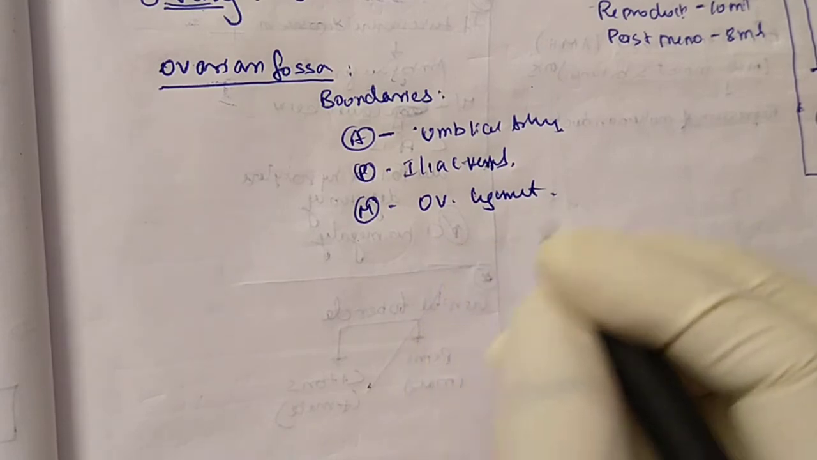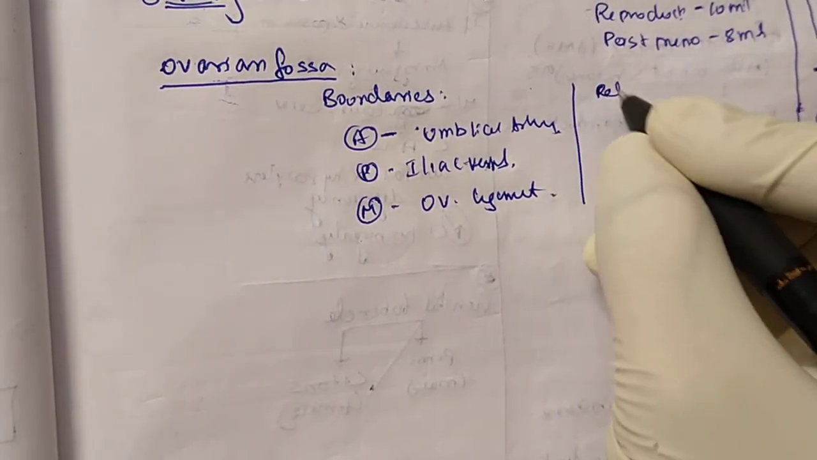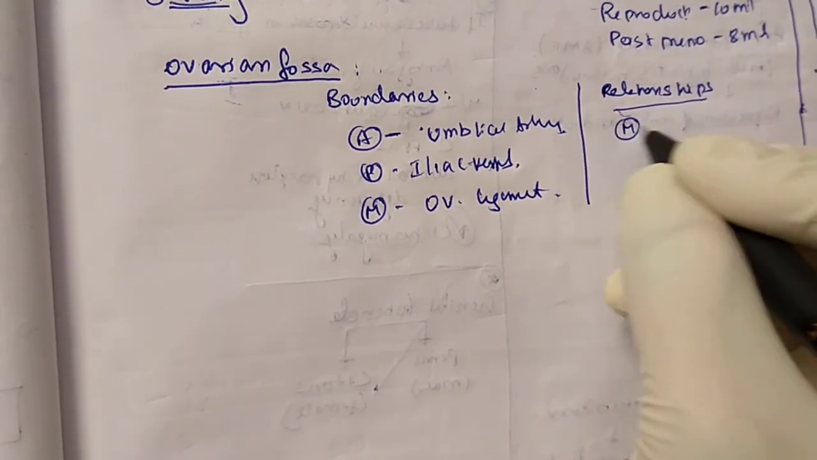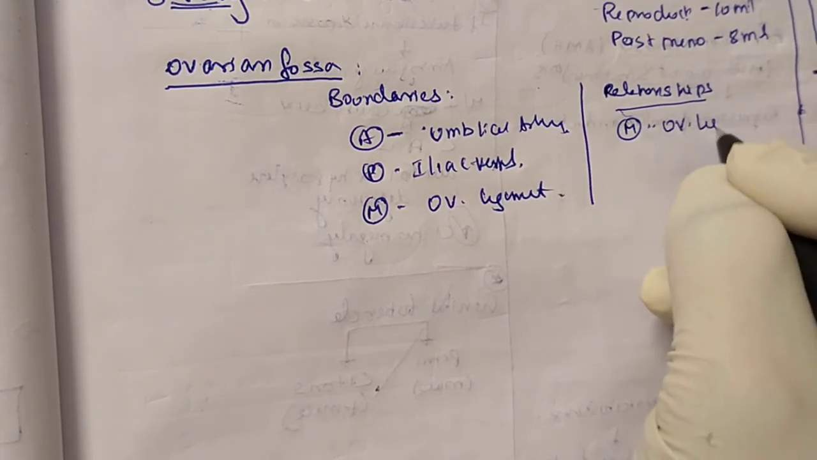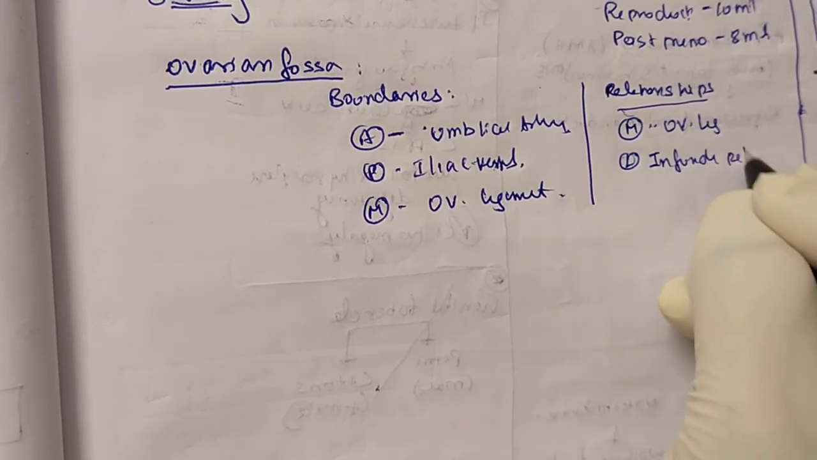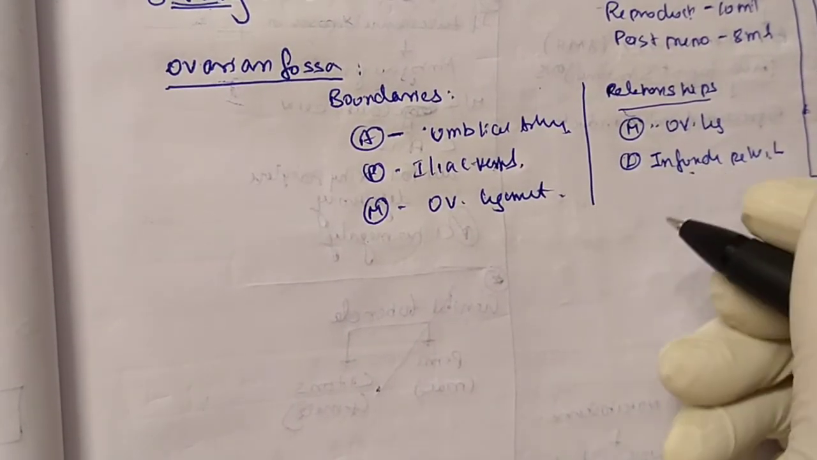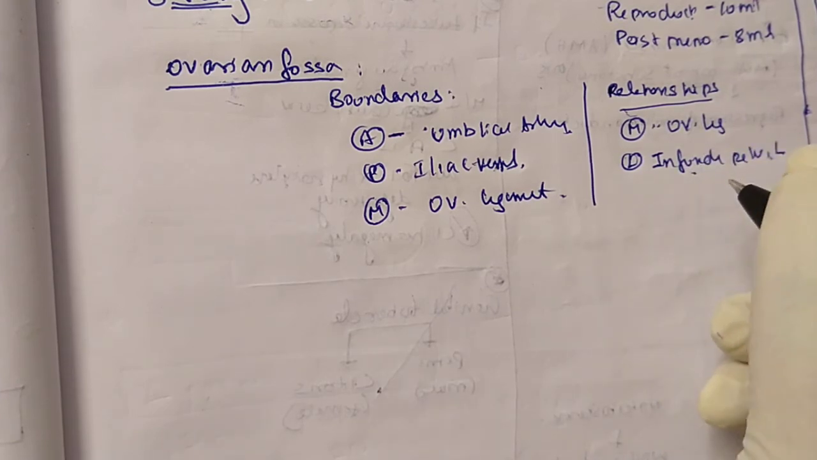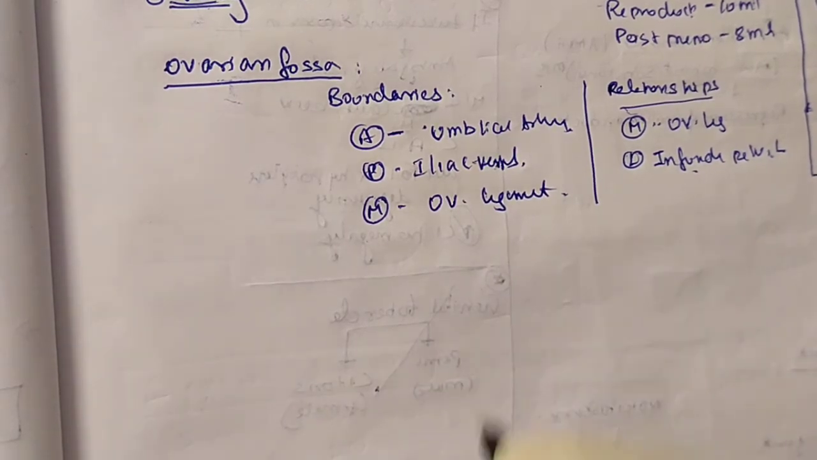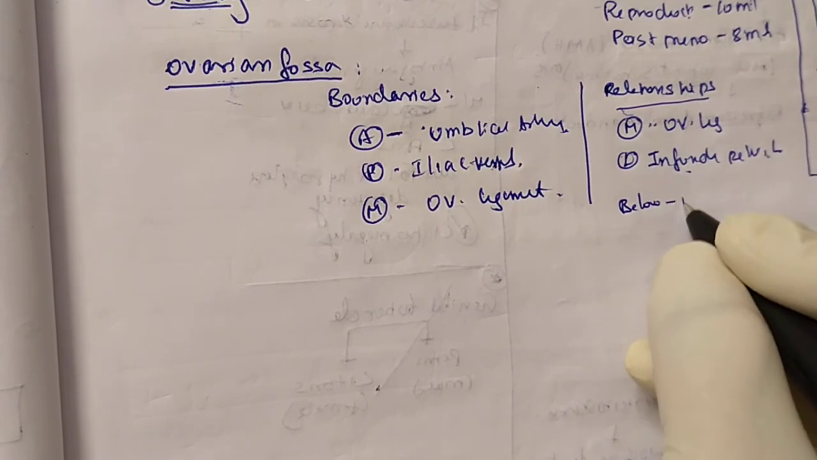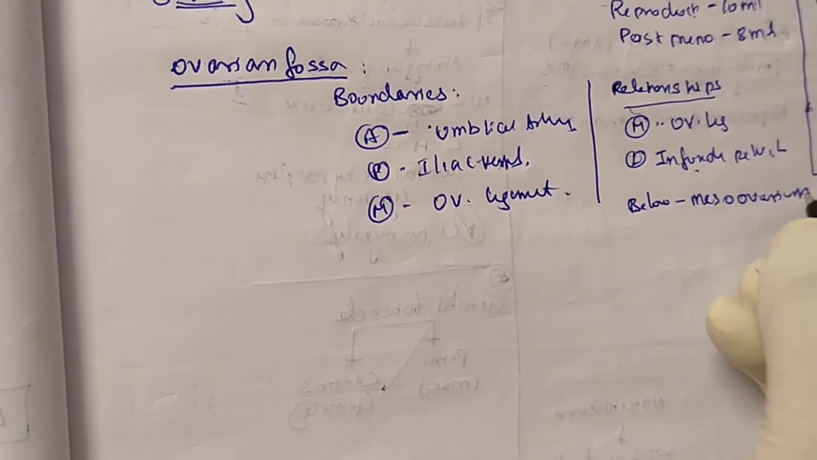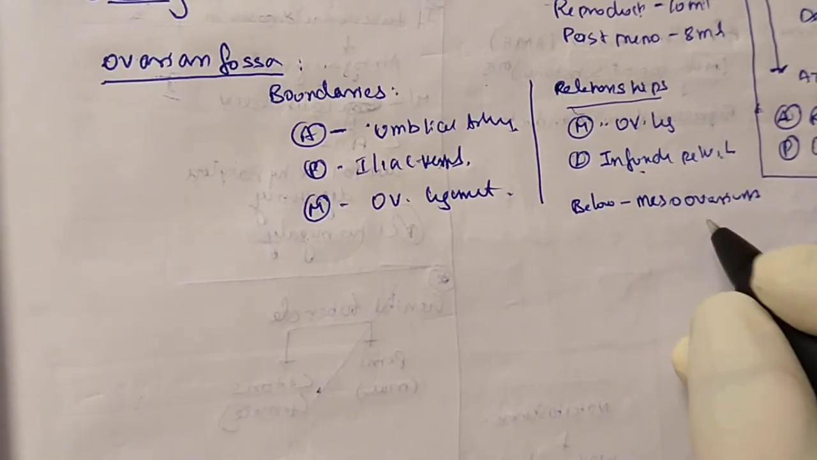Then relationships. Medially we have ovarian ligament. Laterally we have infundibulopelvic ligament, which is attached laterally to the pelvic wall. And below we have mesovarium, that connects to the broad ligament.